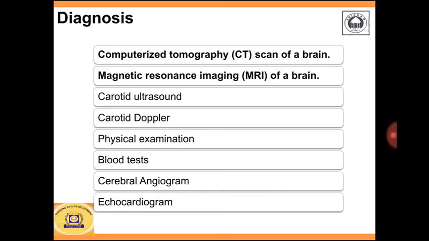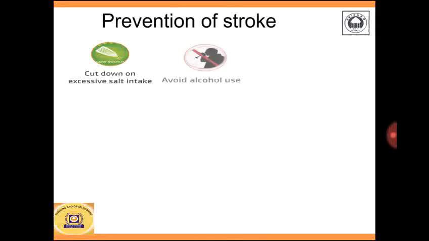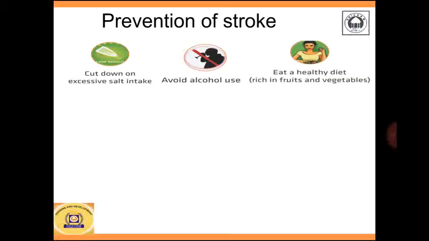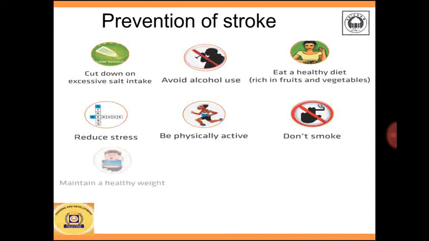Let us move on, and after diagnostics, let us see what the different preventive measures required to control stroke and its effects are. First, the patient is required to reduce salt intake, cut down the excessive salt intake in the food. The patient should immediately stop all types of alcohol intake. The patient needs to take a healthy diet, like vegetables and fruits should be included in the daily routine of diet. Stress level needs to be reduced. Physical activity needs to be started, and smoking needs to be stopped, and regular checkup on the weight.